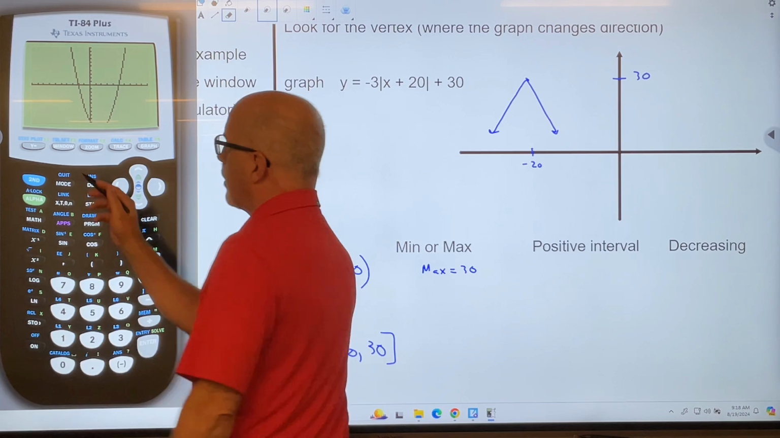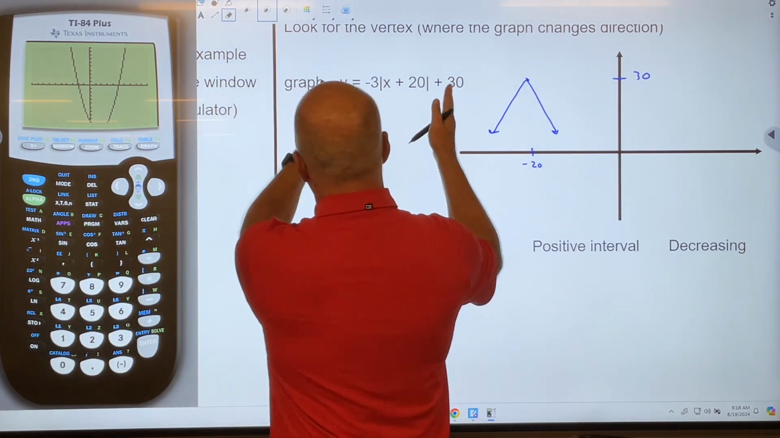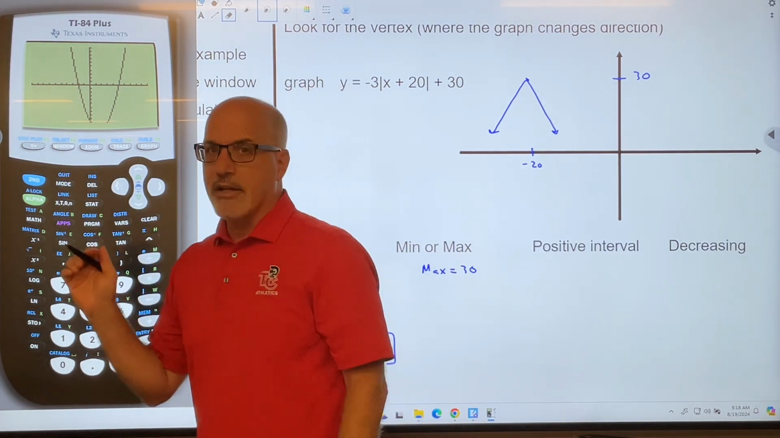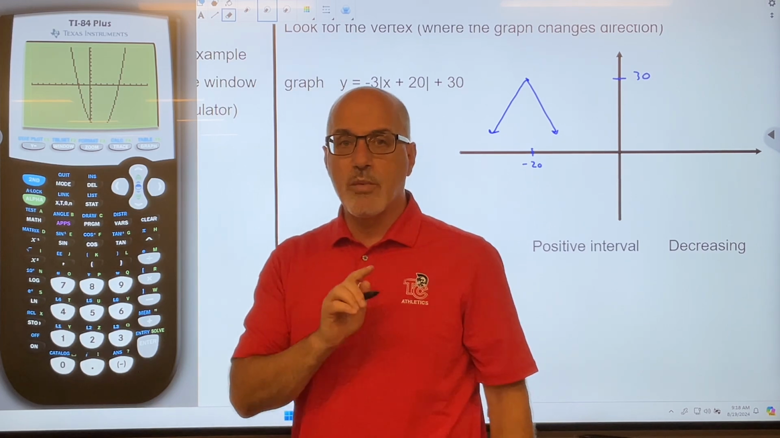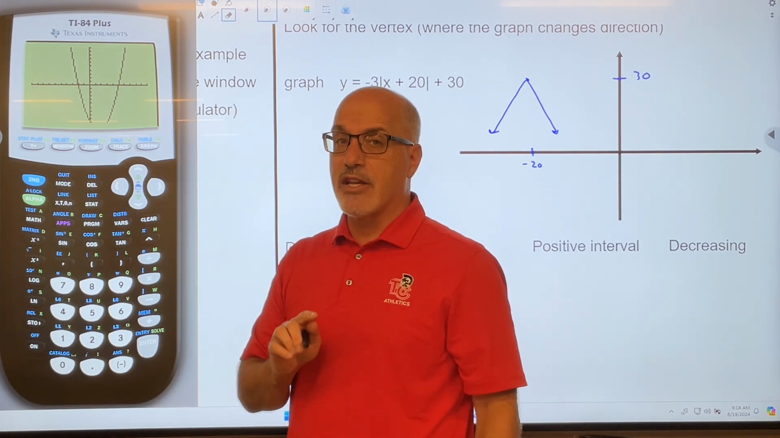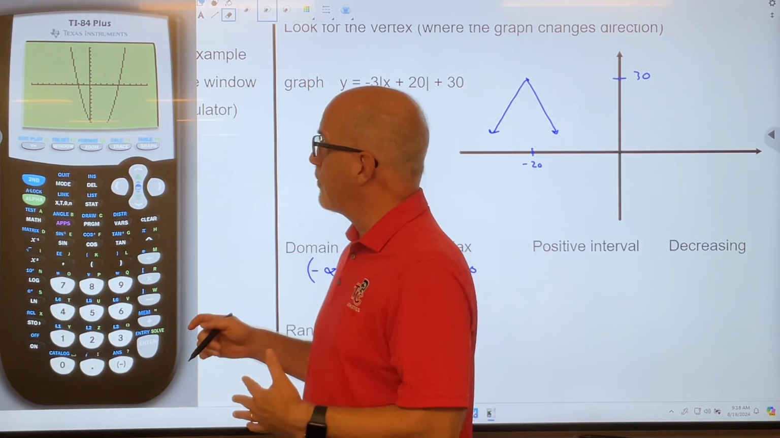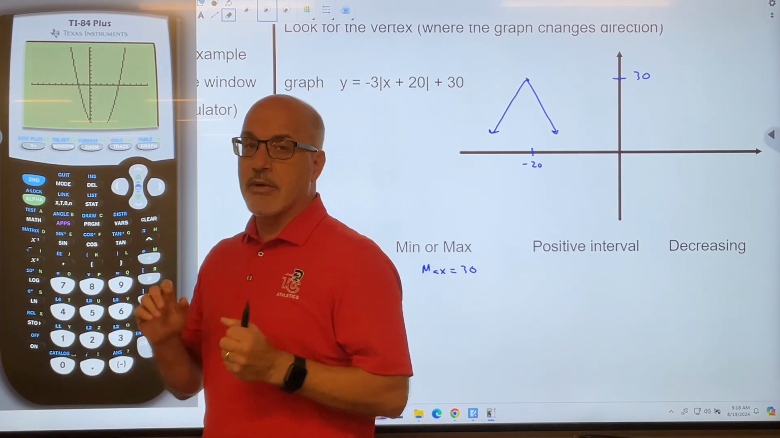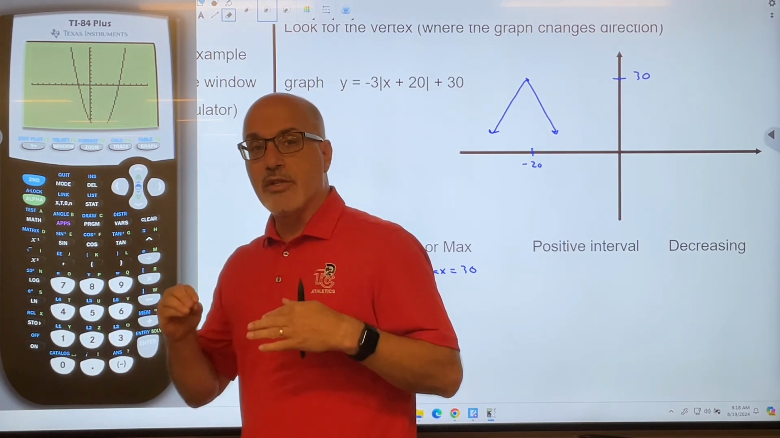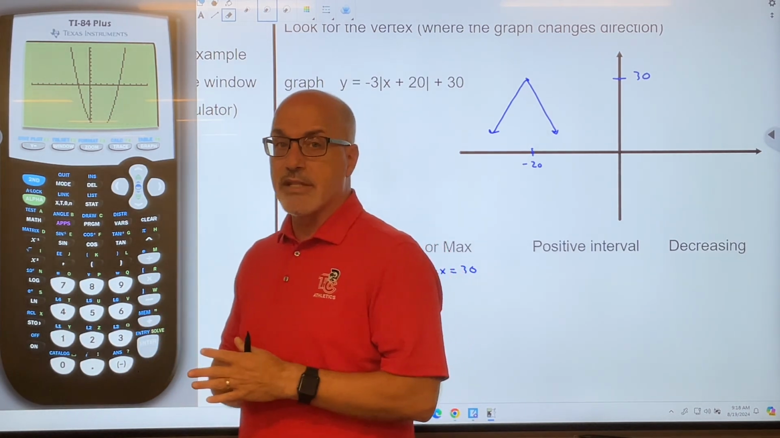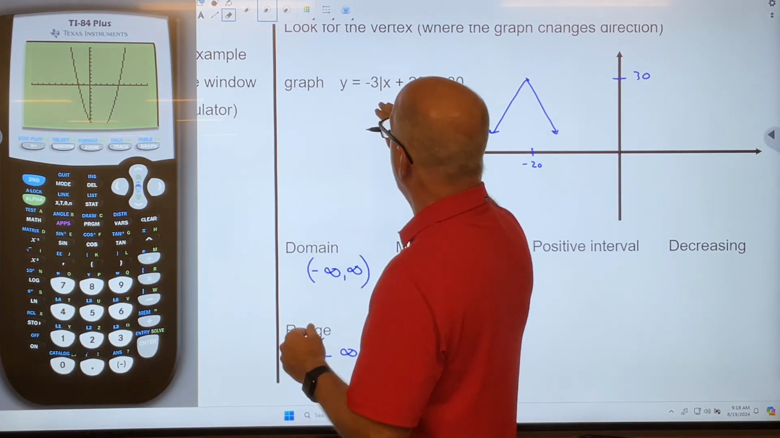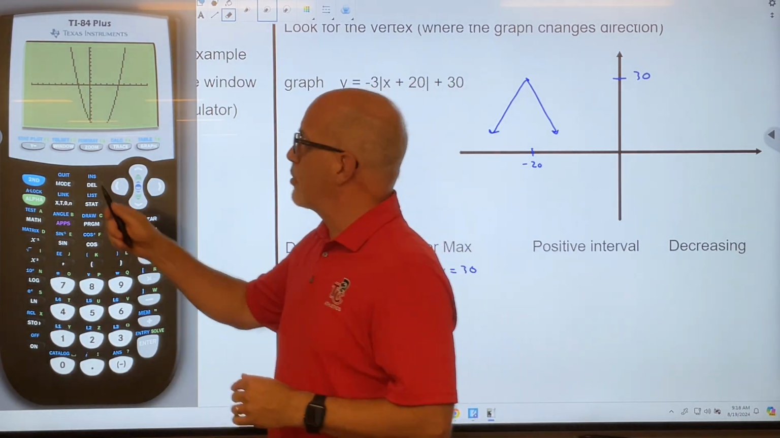All right, over here on my graphing calculator, I'm going to put this equation in. Now as I'm doing this, I'm going to help you find where the absolute value is. You're going to start graphing absolute value. The new thing I'm going to show you is where absolute value is on the graphing calculator, but the review is I'm going to show you how to change the window.